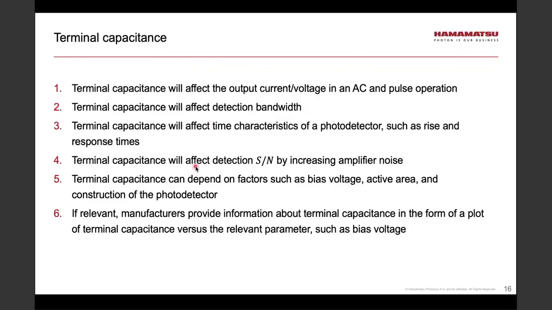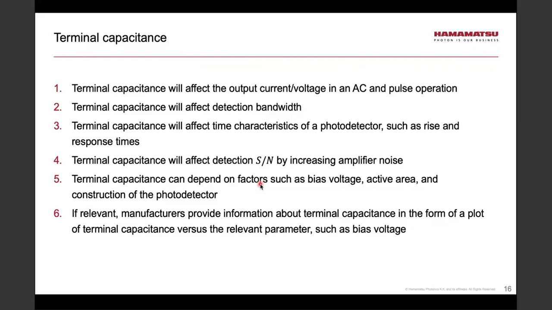Though not discussed in this presentation, terminal capacitance will also affect the signal to noise ratio of the entire detection. The reason for that is that it has an intricate relationship with the transimpedance amplifier that is commonly used to load or terminate a photodetector. So capacitance has a non-trivial effect on the noise of the detection. Terminal capacitance can be affected by a number of characteristics and properties. In the case of a photodiode and APD, bias voltage will affect the capacitance.